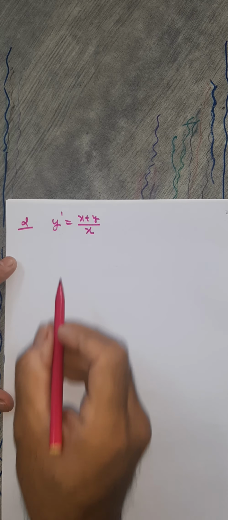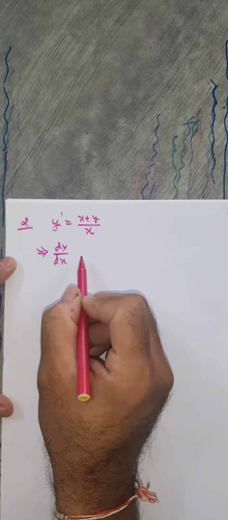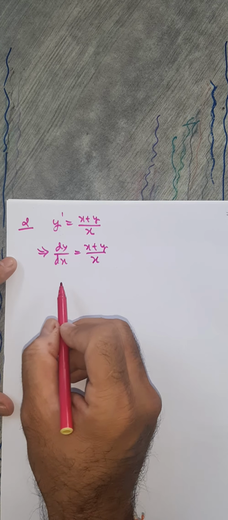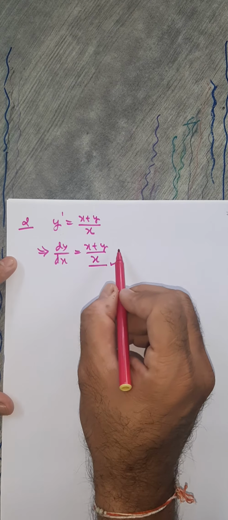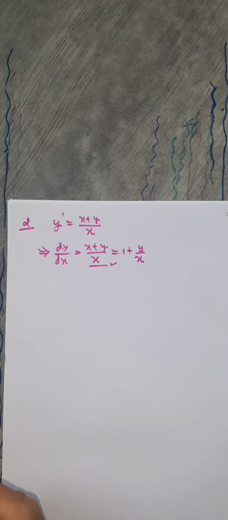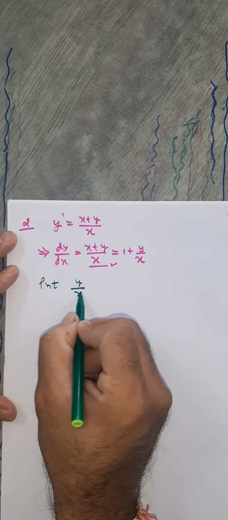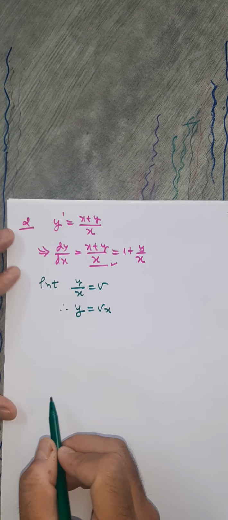Second question, y dash equals this. So y dash means dy by dx equals (x plus y) upon x. So it is already in the form dy by dx equals some expression. You can write, if you want, individual division: 1 plus y by x. Fine. So what is your next step now? Put the substitution y by x equals v. As I told you, put y by x equals v. Therefore y equals vx.